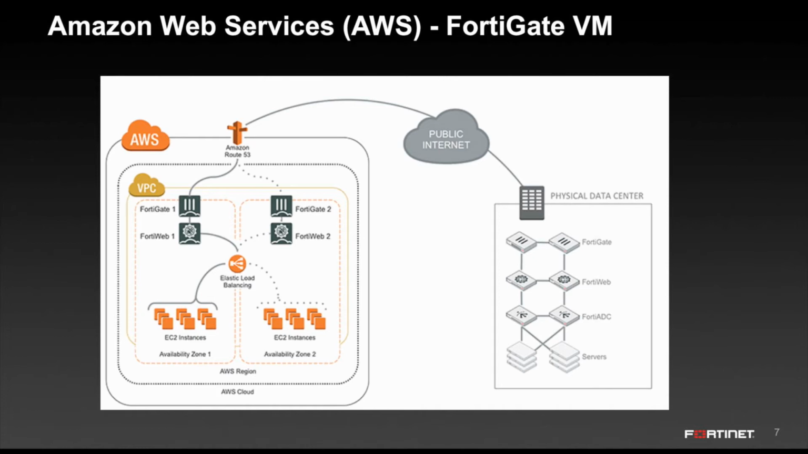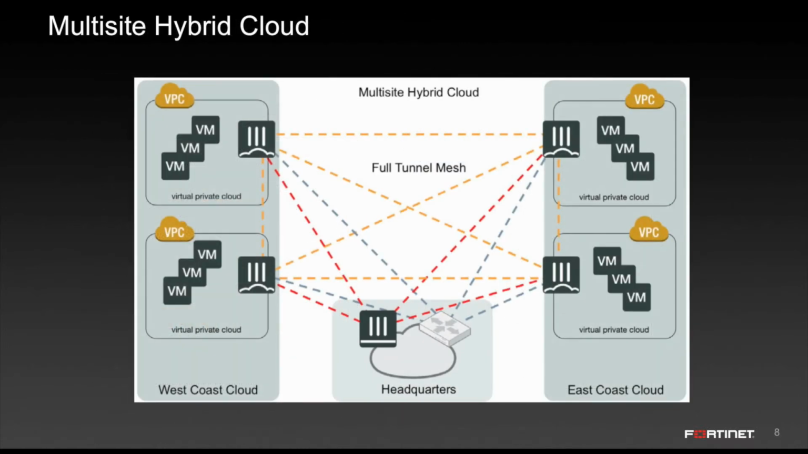Something that's definitely worth noting as well is that you can use Amazon Web Services to install certain features or devices within the AWS environment, such as your manager or your analyzer, and you can still connect and communicate via the public internet to your physical data centers. You can also have a multi-site hybrid cloud environment where you can have different environments within different VPCs. You can have your headquarters and a virtual environment in different locations, and you can have a full mesh where you create IPsec connectivity to the different environments.